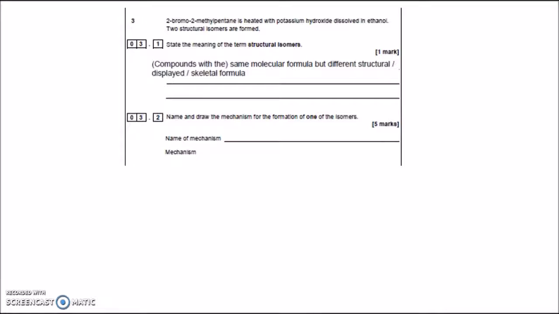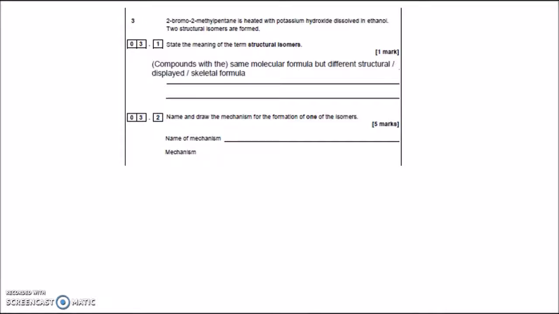Or say, for example, you could change the functional group. So you could change something maybe from having, say, for example, a ketone into an aldehyde, where you've got a C double bond O.